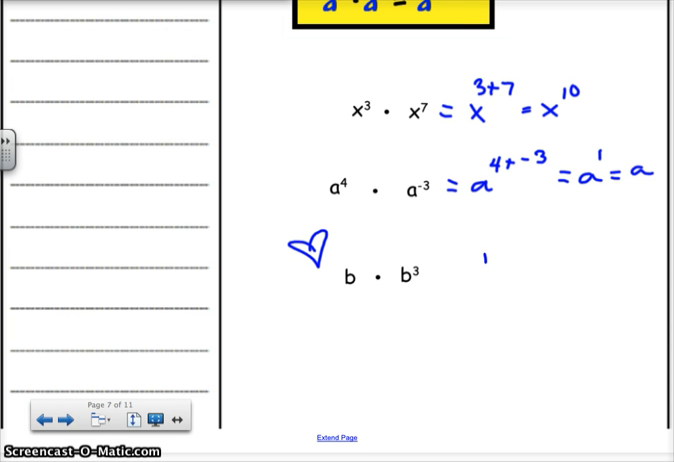Here's what kids write. This is a no-no. That's what kids typically will write. What did they do wrong? Share with somebody next to you. What did they do wrong? Okay. What did they do wrong? Jasmine, what did they do? The other b, right? This is really b to the first. It's not b to the 0 because anything to the 0 is 1. So this is equal to b to the 1 plus 3, which is b to the 4.